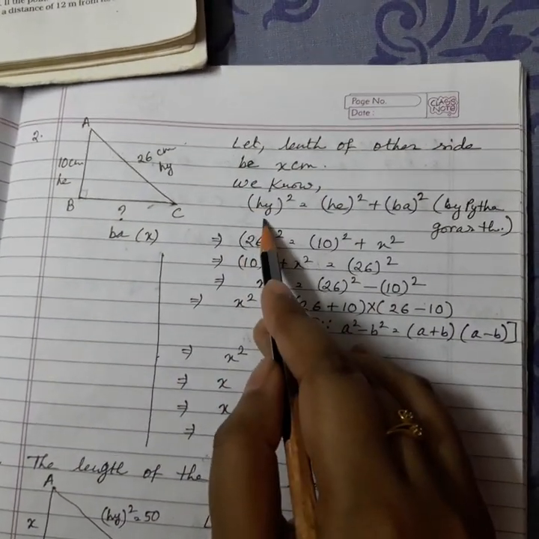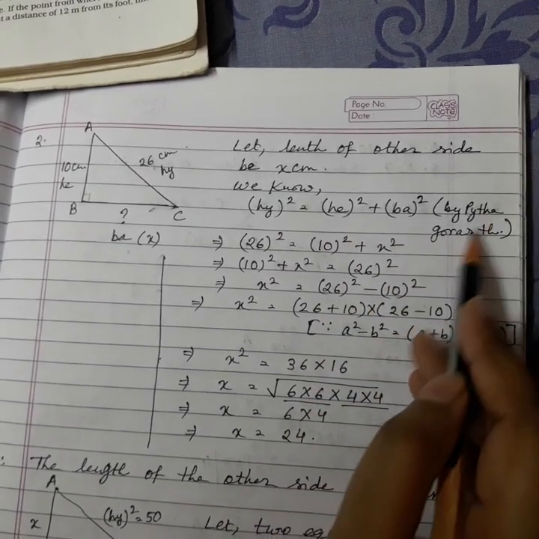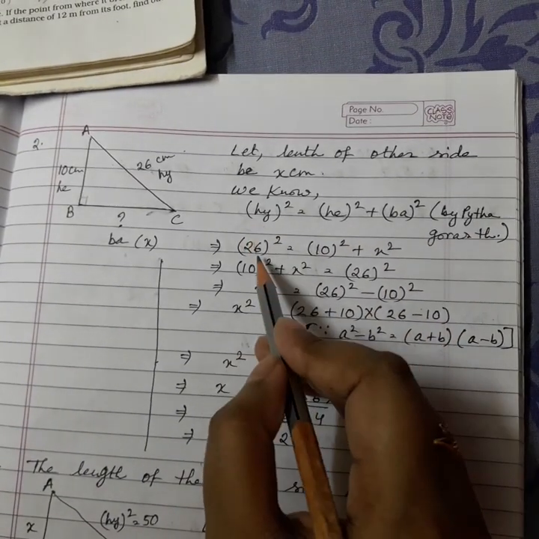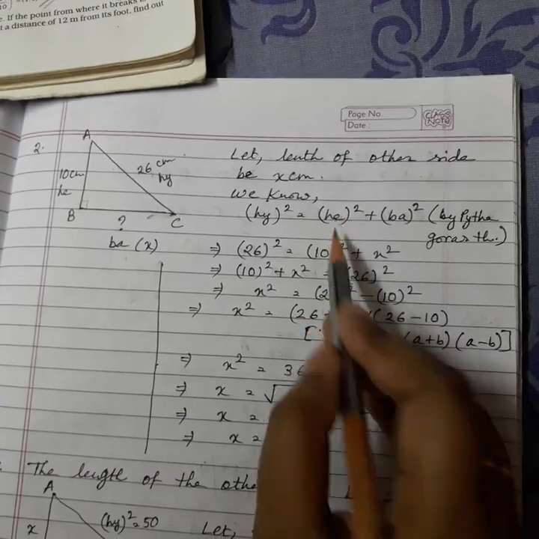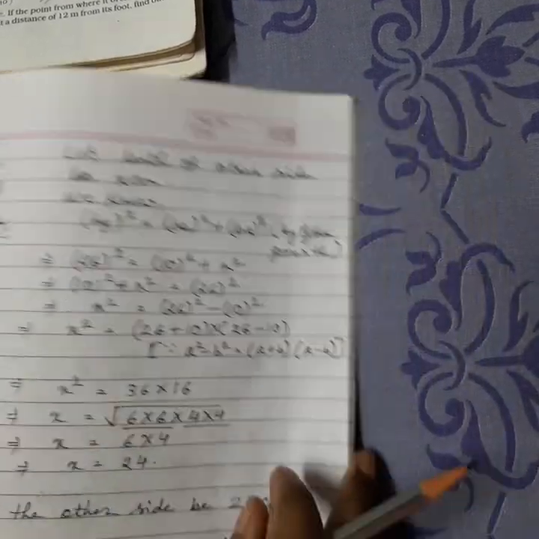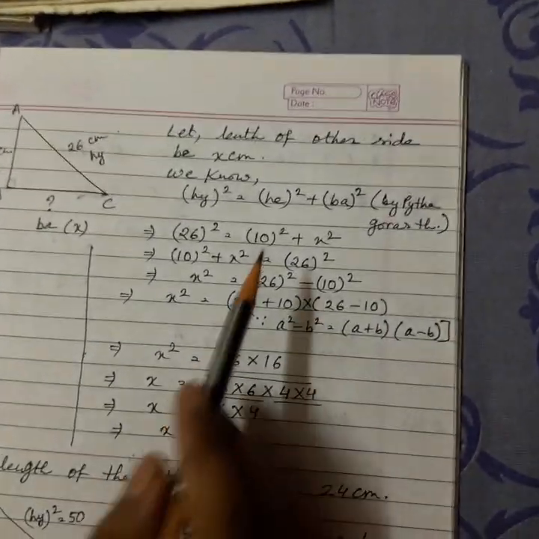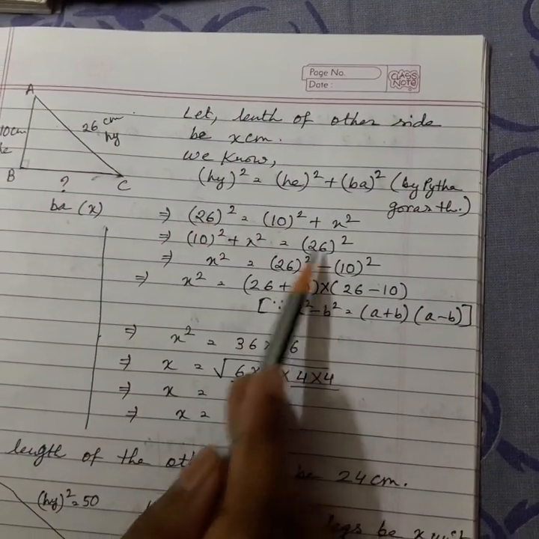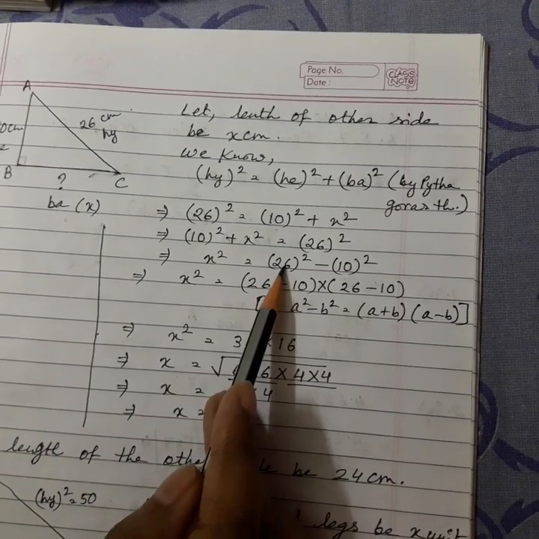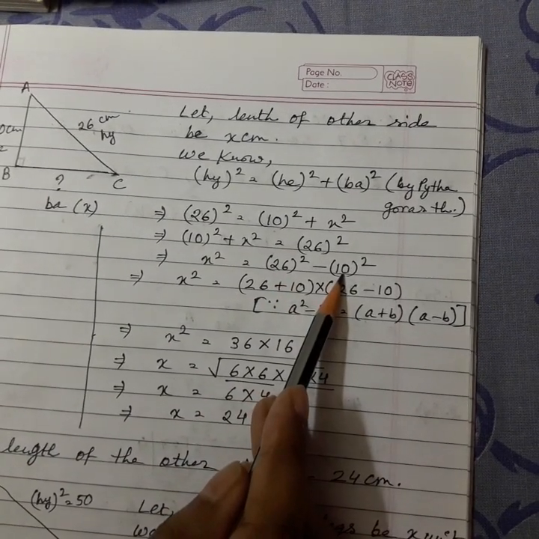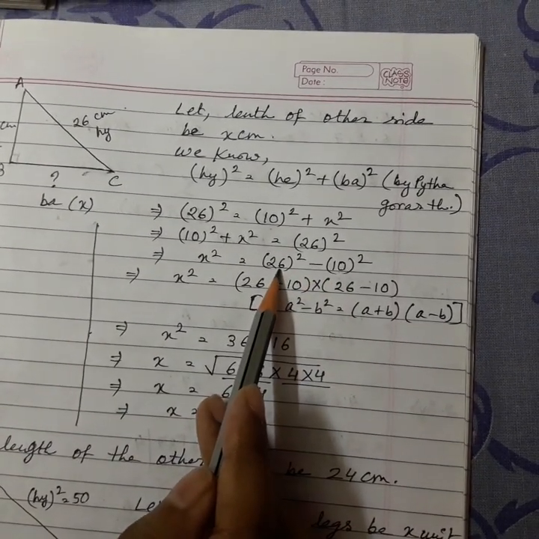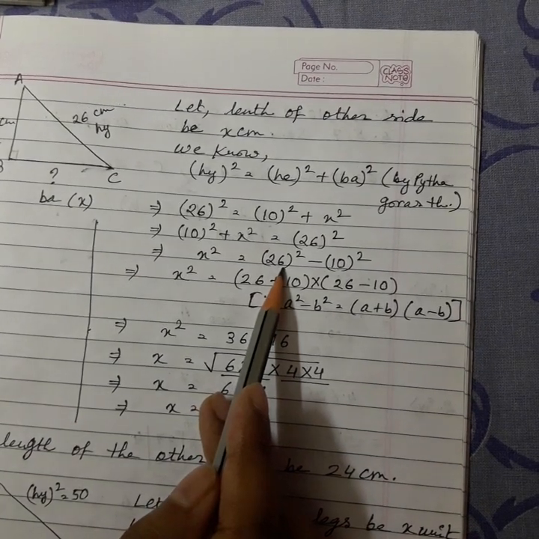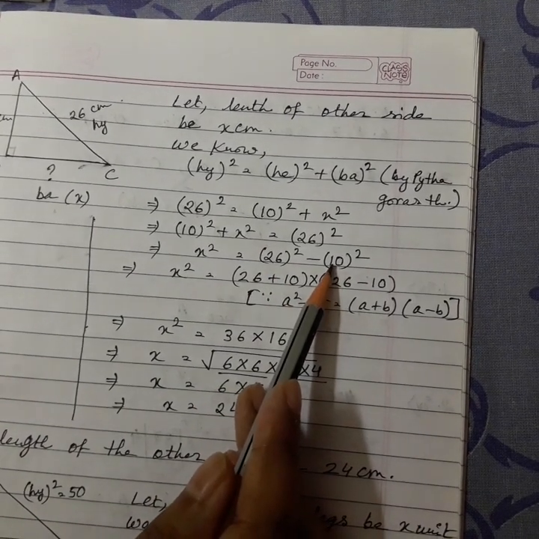So we know hypotenuse square equal to height square plus base square by Pythagoras theorem. Hypotenuse means what? 26 square. Height means what? 10 square plus x square. Now the calculation. Right side I have taken to left side and left side I have taken to right side. Now x square equal to what will come? 26 square minus 10 square. Directly 26 square means 26 into 26 you can do, and 10 square means 10 into 10 you can do.